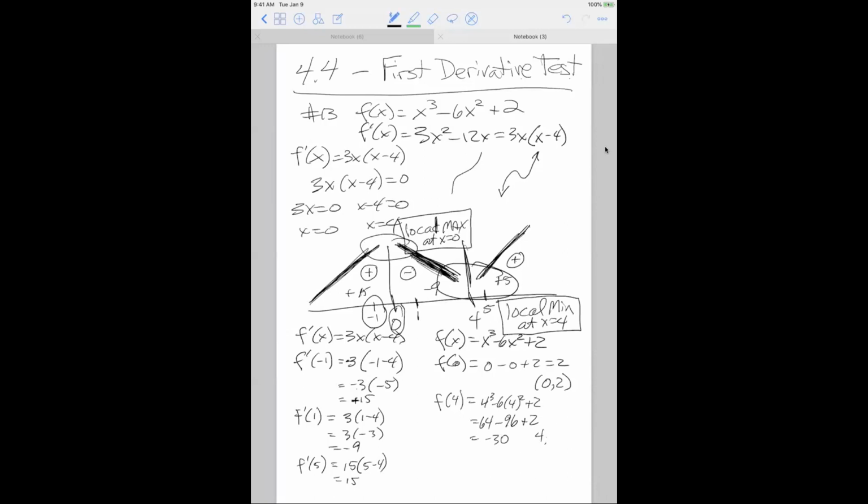4, negative 30. All right, so in words, let's say this. So the local max is, what is the value of the local max? It is 2 at x equals 0, and local min is negative 30 at x equals 4. All right, so that is the outcome of the situation here.